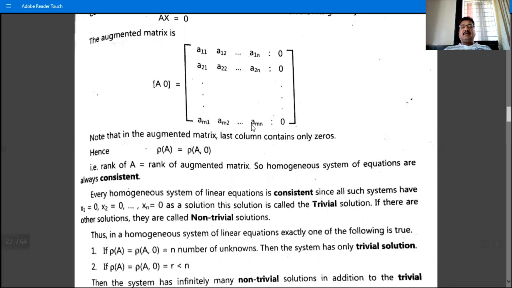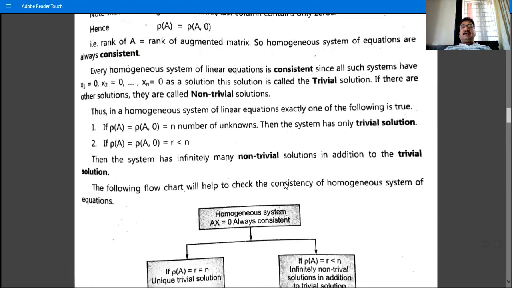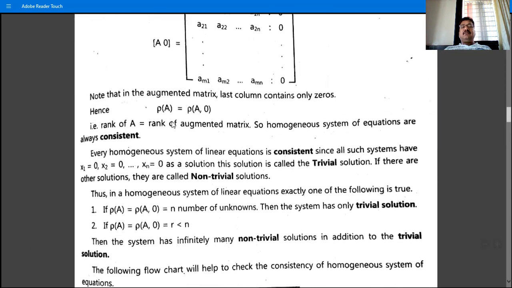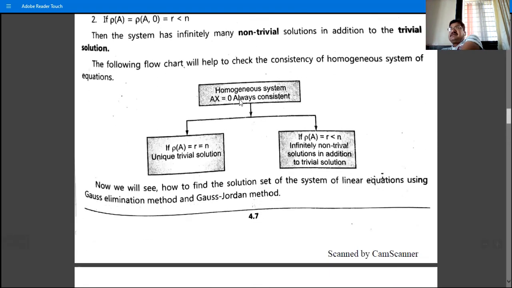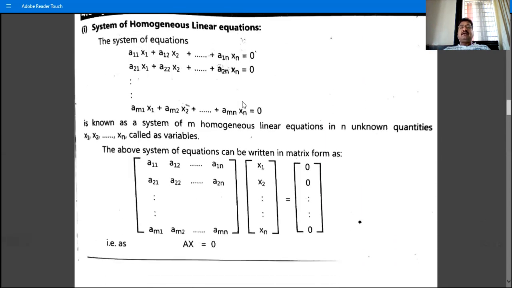Okay, so if the system is homogeneous, then consider the augmented matrix A0 and reduce this matrix to echelon form. That is, find the rank of A and the rank of A0; both are the same. The homogeneous system is always consistent, there is no case that the system is inconsistent, because A and A0 are the same matrices, so their ranks are the same, and therefore the homogeneous system is always consistent.